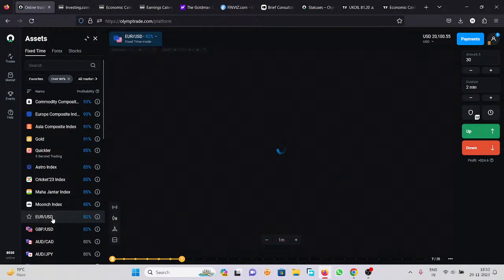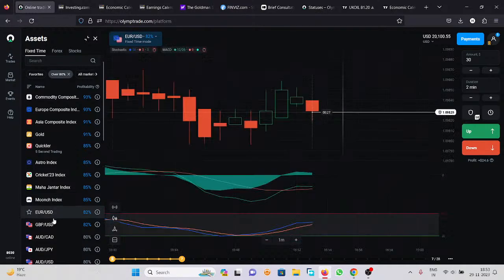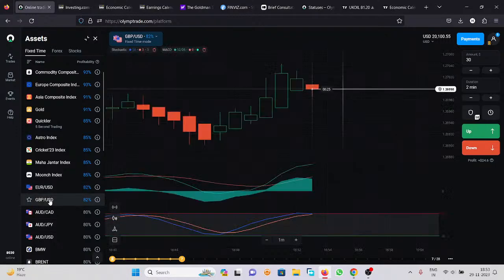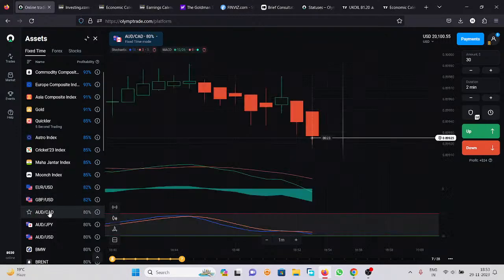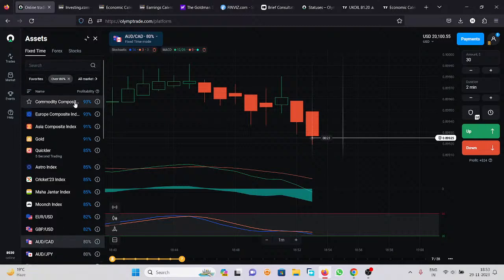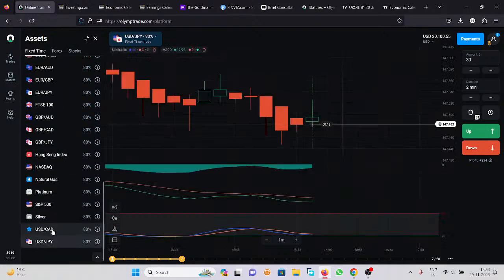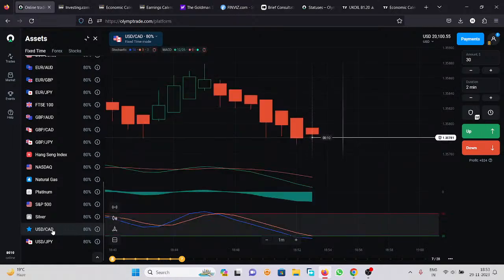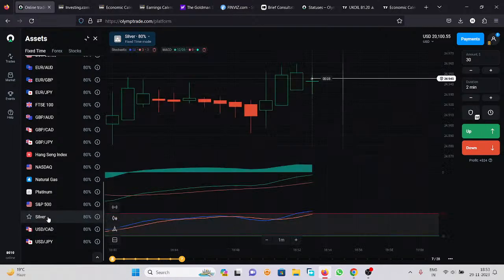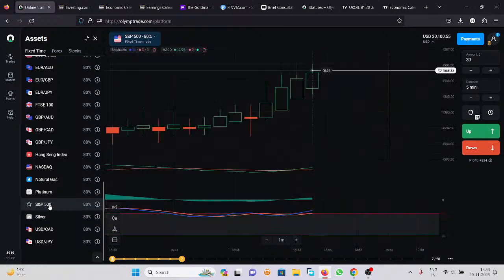If you have a signal, then open the trade. If you don't have, then don't. If you don't find any signals, then try to change the asset. We have many assets. What you need to do, just go to this section, click to the over 80% and open the trade. Doesn't matter if you are having a percentage of 80 or 93. No need to worry about it. Just open the trade with the signal.